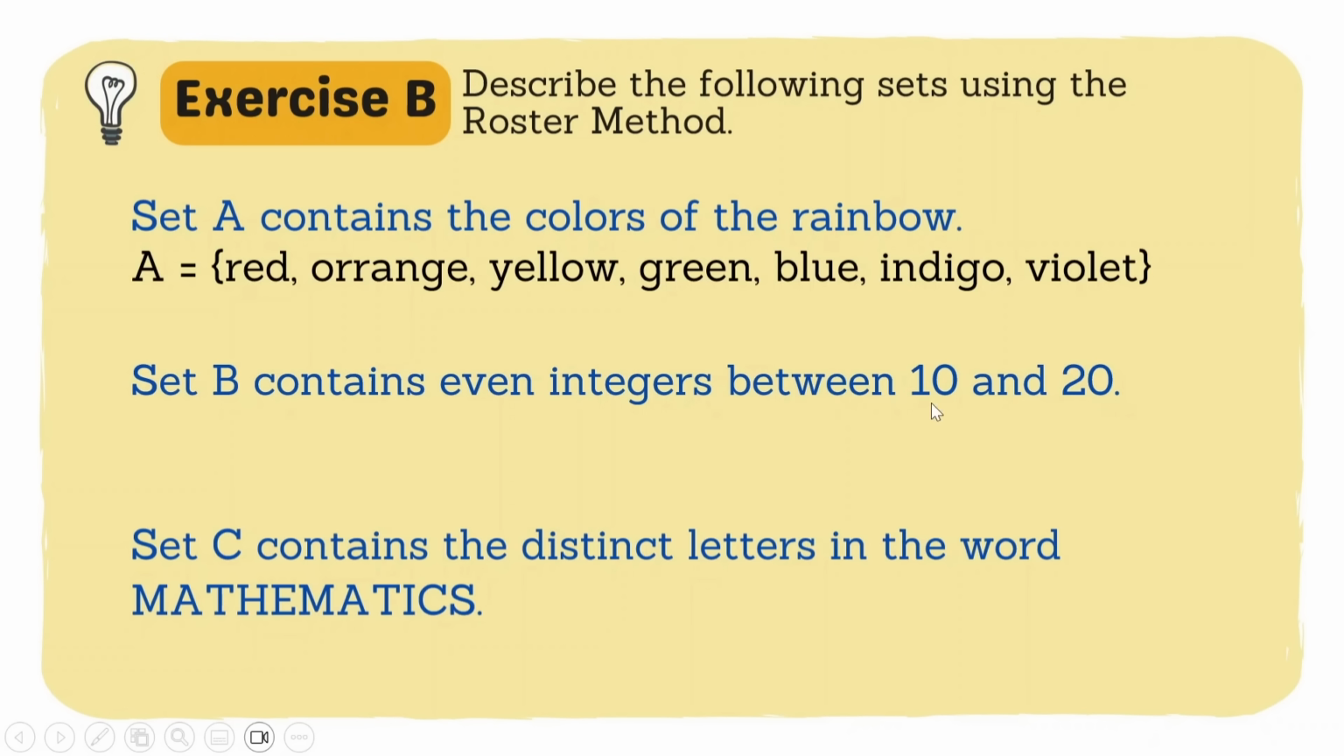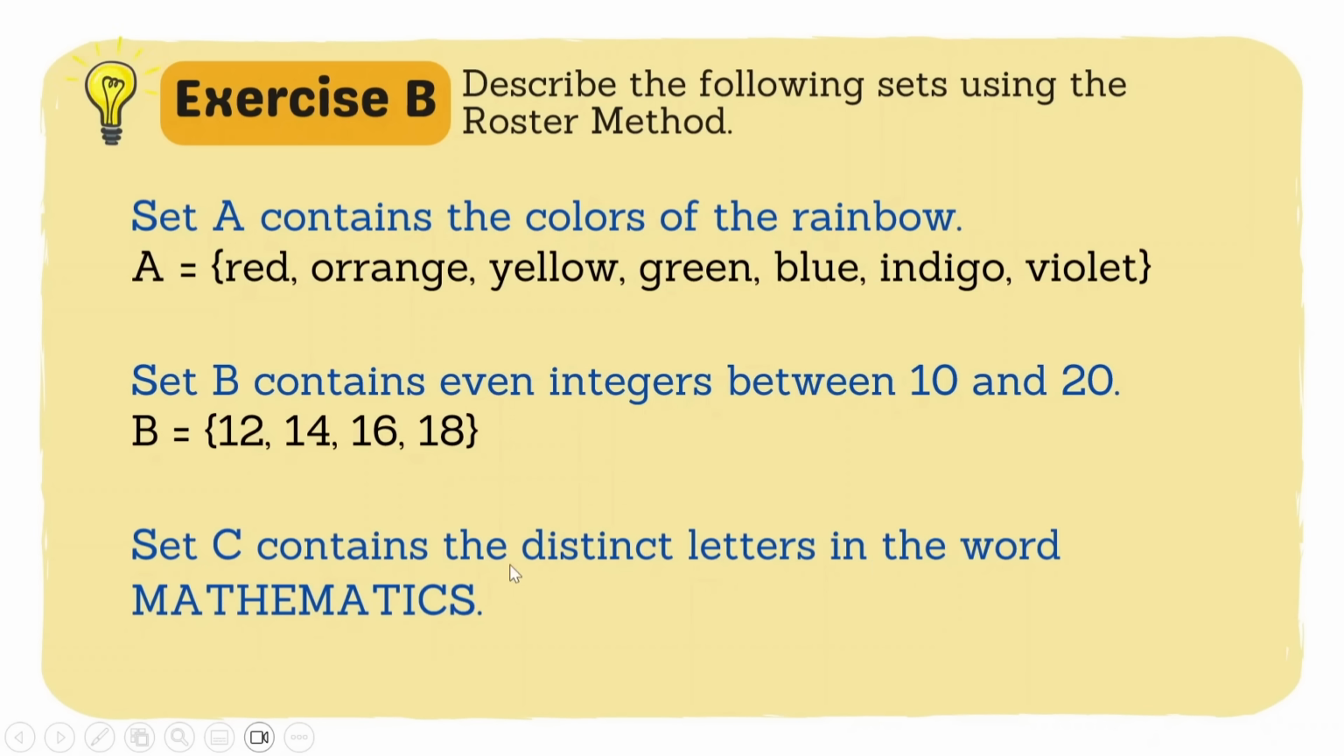Ano po yung mga even integers between 10 and 20? Kasama po ba ang 10 at saka 20 sa ating elements? No. So we only have 12, 14, 16, and 18. These are all the elements of set B. Last, we have here set C. Set C contains the distinct letters in the word mathematics.